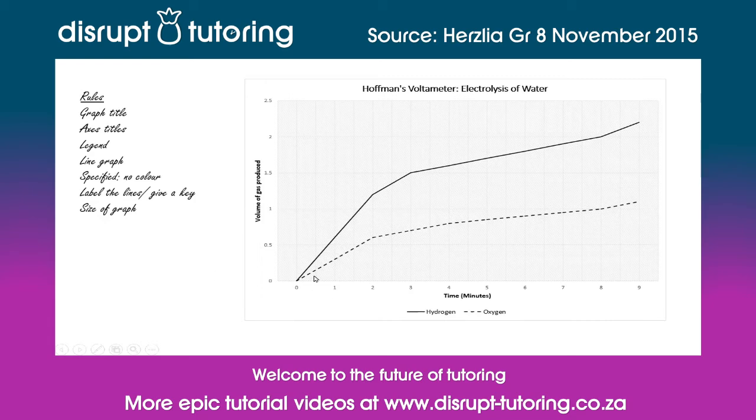Here's our line graph. And this solid line is representative of hydrogen, and the dashed line is representative of oxygen. So this is one way you can show your data without having to use colored pencils. Okay, solid line and a dotted line. We've got our labeled axis here. On the y-axis is the volume of gas produced, and on the x-axis is the time in minutes, and there's our graph title at the top. All right, so there we have it.